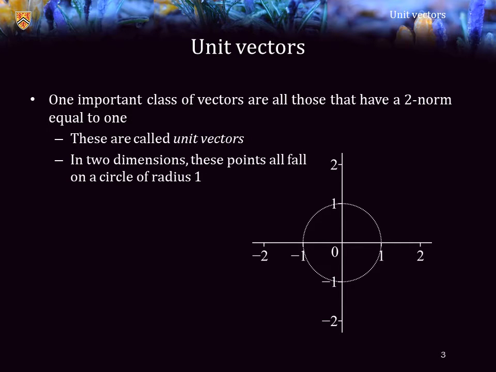One important class of two-dimensional vectors is all those vectors that have a 2 norm equal to 1. Because their 2 norm is equal to 1, or their length is equal to 1, we call these unit vectors. In R2, or in 2 dimensions, these points all fall on a circle of radius 1 around the 0 vector.